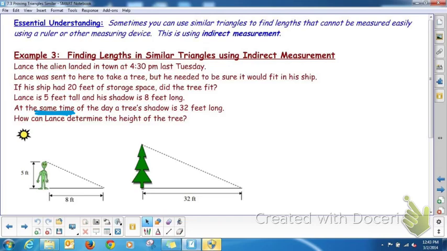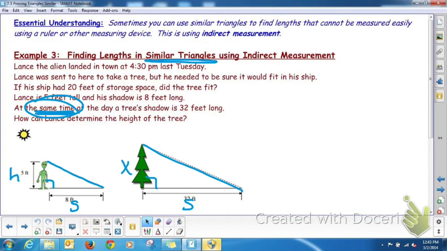Well, let's see. You don't know the height of the tree. But because it's the same time of the day, the sun is projecting the shadow for each of these. So what we really have here is Lance's height and his shadow. The tree's height, we don't know, but we know the tree's shadow. So you can write a proportion to solve for this. Because it's the same time of the day, these are going to form similar triangles. They're both standing up straight and tall, we're assuming.